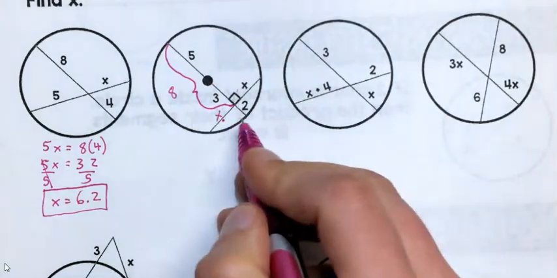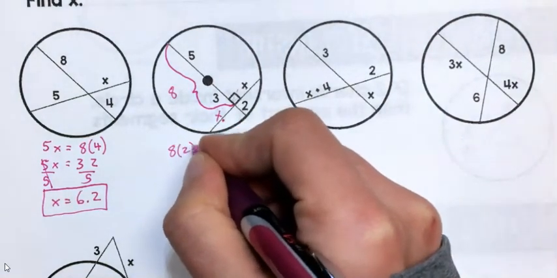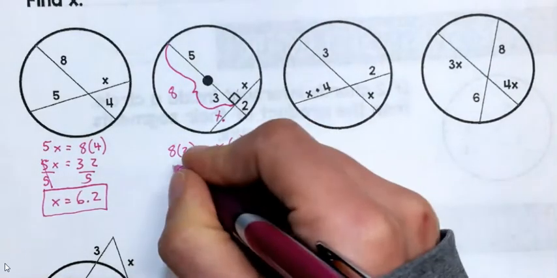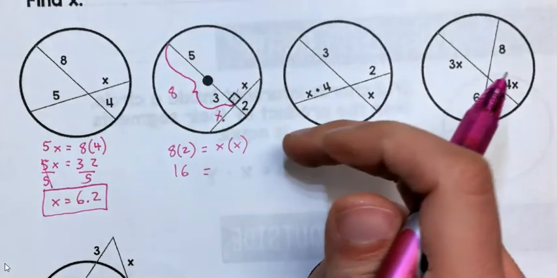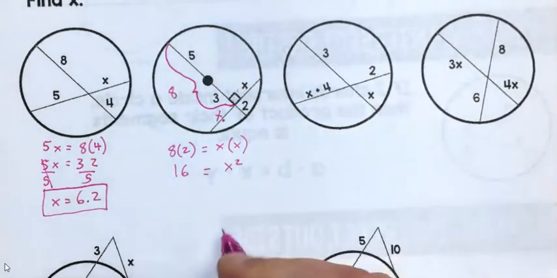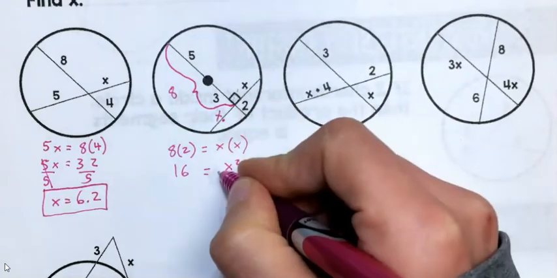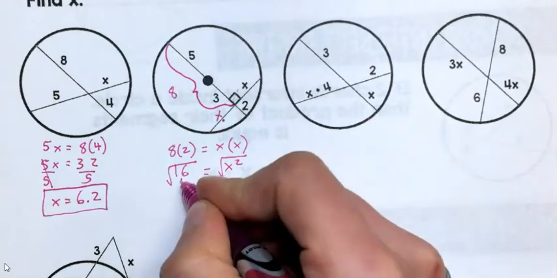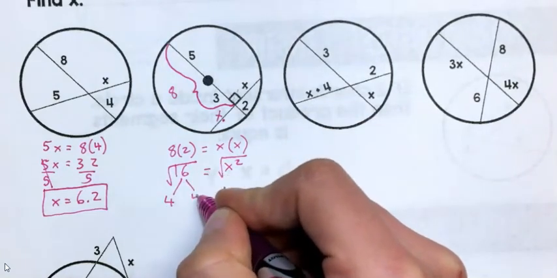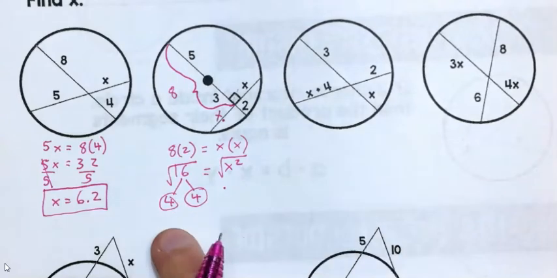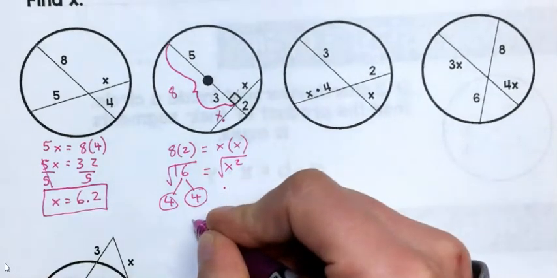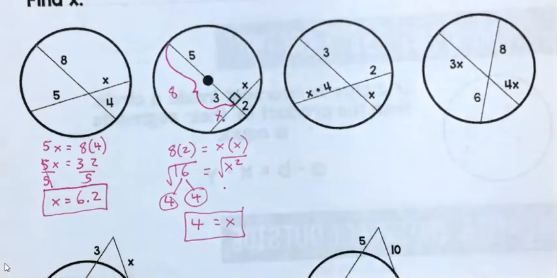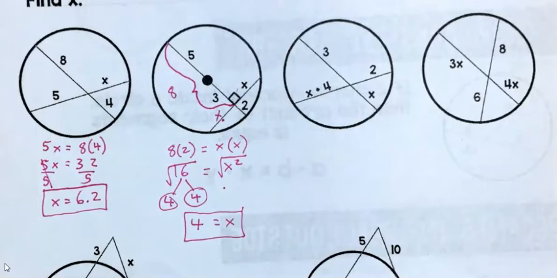So we have 8 times 2 is equal to X times X. 8 times 2 is 16, and X times X is X squared. How do I get X by itself? I take the square root of both sides. The square root of 16, we know we have 4 times 4, a pair of 4s, and they come outside the square root. So 4 is equal to X. The square root of X squared is just X.